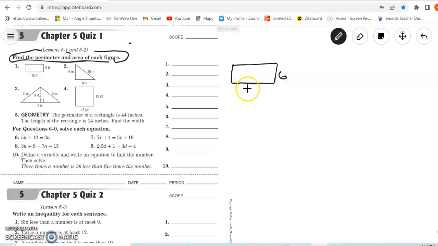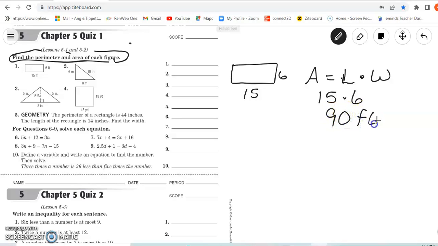We have 6 feet on the end of our rectangle and we have 15 feet as a length. So area and perimeter. Area is what? It is length times width. So to find the area of this rectangle, we're going to take 15 and multiply it by 6, and that's going to give us a 90, and that's going to be feet. Is that going to be feet or feet squared? Feet squared, remember, because this is one length of dimension. This is the second length, so feet times feet is feet squared.